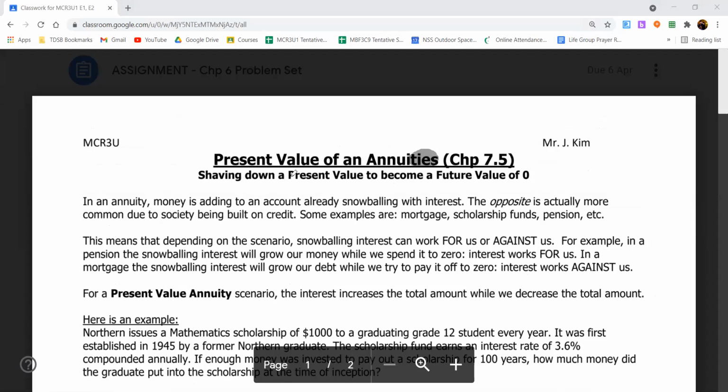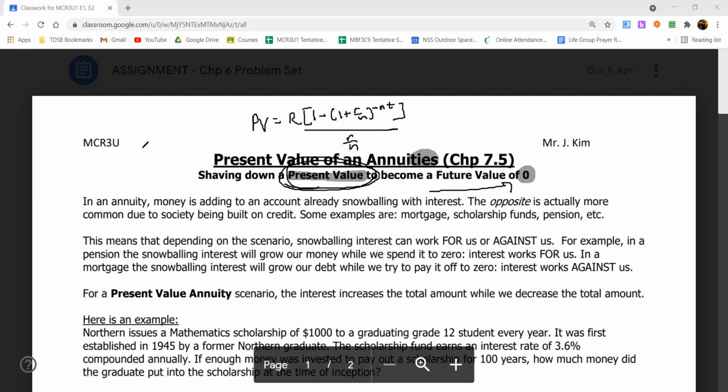Shaving down a present value to become a value of 0 in the future. I'll say it one more time. The present value of an annuity, this formula right here, PV equals R times 1 minus this with a negative exponent. This formula is used when you have something right now and you want to turn it into a 0. You're making the value smaller and smaller and turning it into a 0.